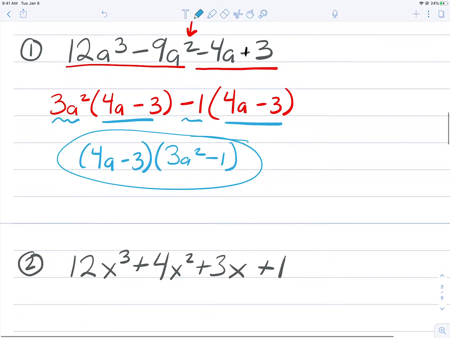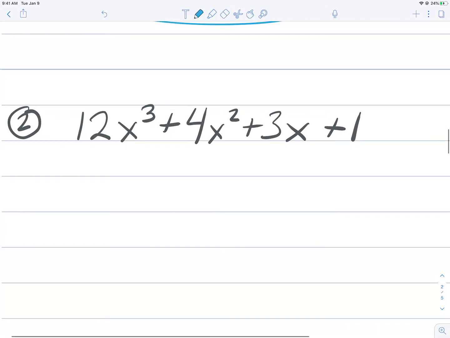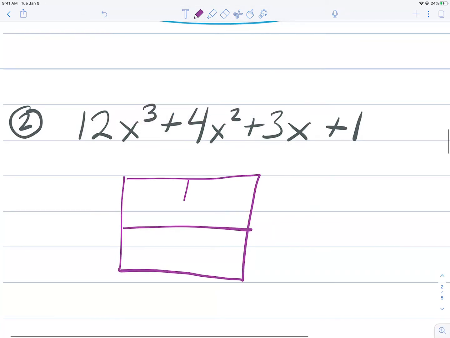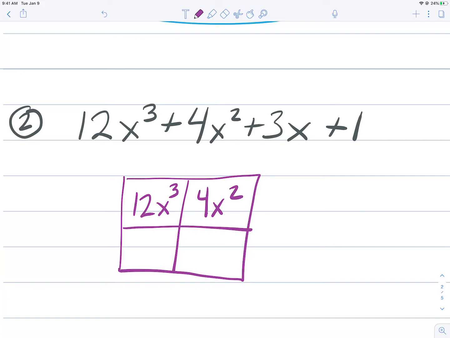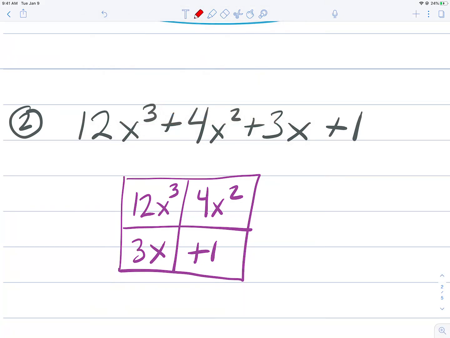Okay, let's try another one. Problem number 2. We have 12x cubed plus 4x squared plus 3x plus 1. Now for this one, I'm going to show you the box method. So you make a 2x2 box. And in the box, you put your terms. 12x cubed, 4x squared, 3x, and a plus 1. If I had chosen to switch where my 4x squared and 3x are, we'd still get the same answer. Actually, any of them really could get switched.